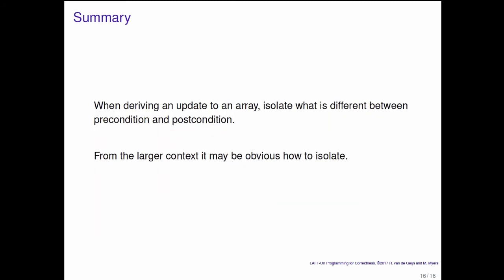So in summary, when deriving an update to an array, isolate what's different between the precondition and the postcondition, and often from the larger context it may be obvious how to isolate that and which element this might be. For example, in this particular example, we knew that we were sweeping through the arrays x and y from beginning to end, and therefore it was probably the entry indexed by k that would have to be updated.